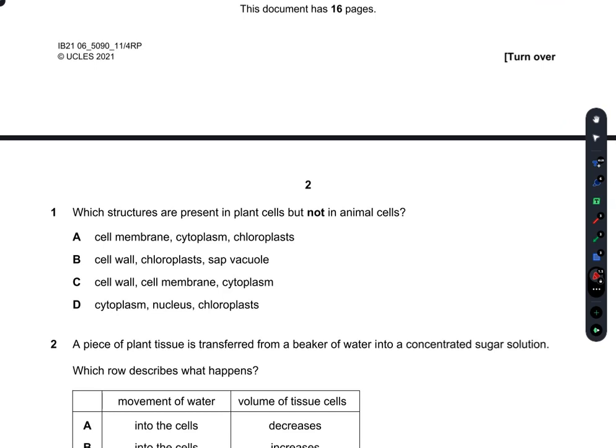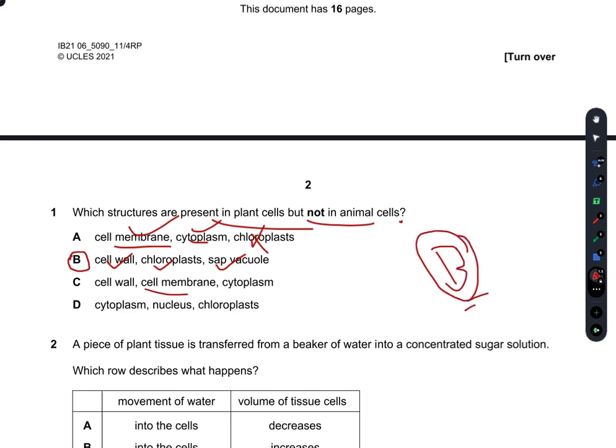Which structures are present in plant cells but not in animal cells? So the question asks which structures are absent in animal cells. Cell membrane is present in animal cells. Cytoplasm is, whereas chloroplast is not. Cell wall, chloroplast, and sap vacuole: yes, these three are absent in the animal cell. Cell membrane is present in the animal cell, and the nucleus is also present in the animal cell. So B is the right option.